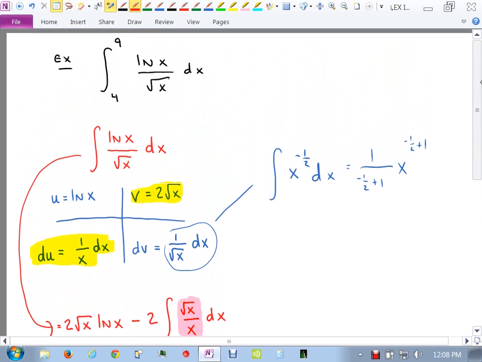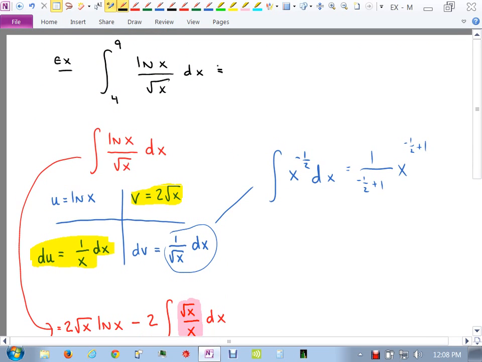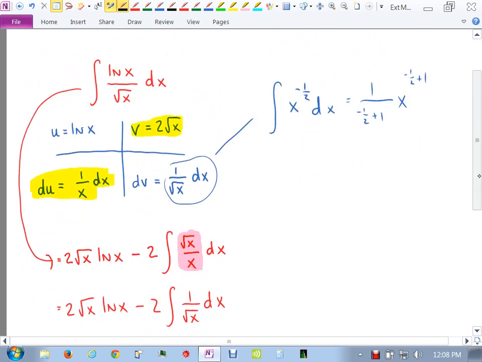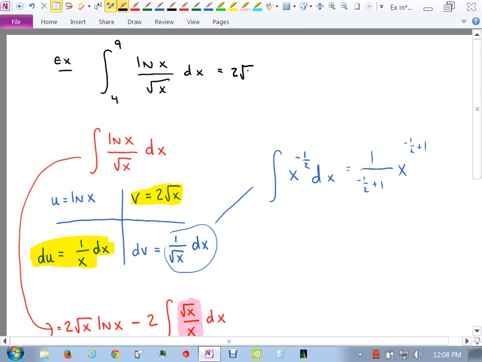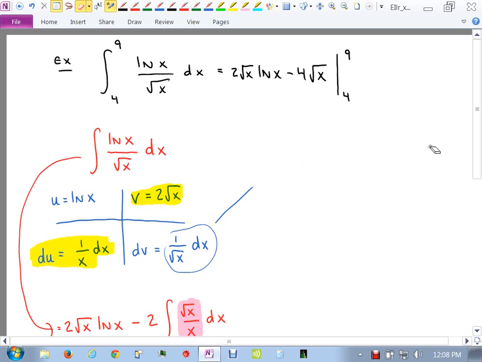Okay, so back up to the problem up here. This will be equal to, I just forgot what it was, 2 root x natural log x minus 4 root x. Do I need to put plus c? No, because remember the c's will cancel. So you have evaluated from 4 to 9. Which means I'm first going to plug in 9, see what I get, and then subtract what I get when I plug in 4.